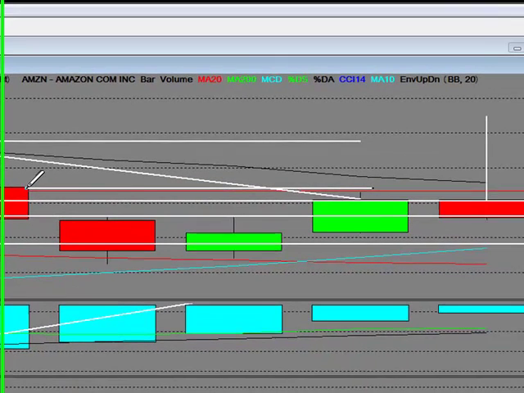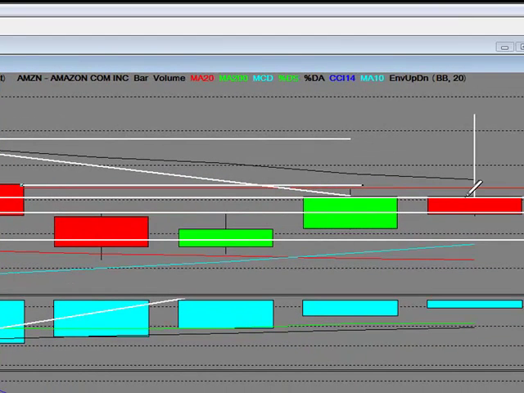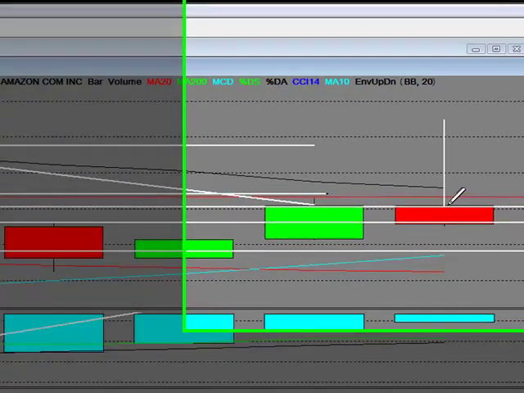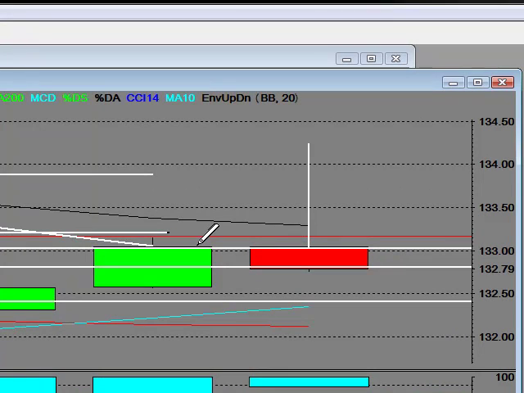Right there, that's the body. And this high was lower. And this 15-minute bar, we're only about 4 or 5 minutes into it, and it did not have any what we call continuation breakout.